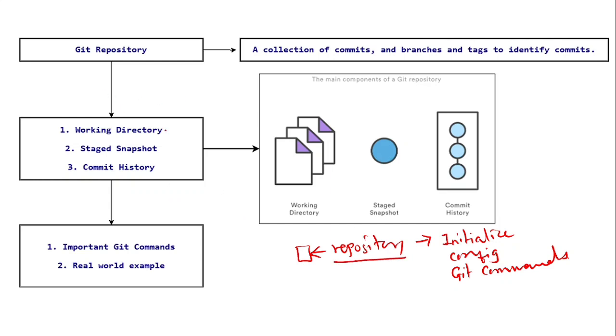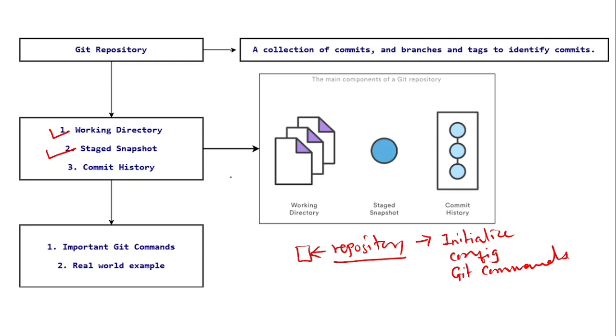In a git repository, we need to understand these three concepts: working directory, staged snapshot, and commit history. So when you initialize any git repository, that particular directory represents a working directory. When you add your files to your repository using the git add command, those files will get added to the staged snapshot, that is the staging area.